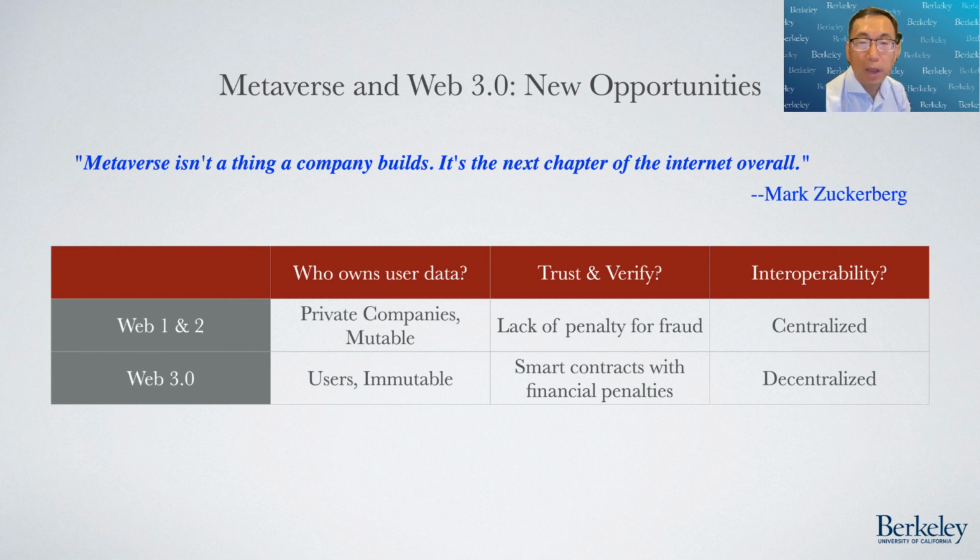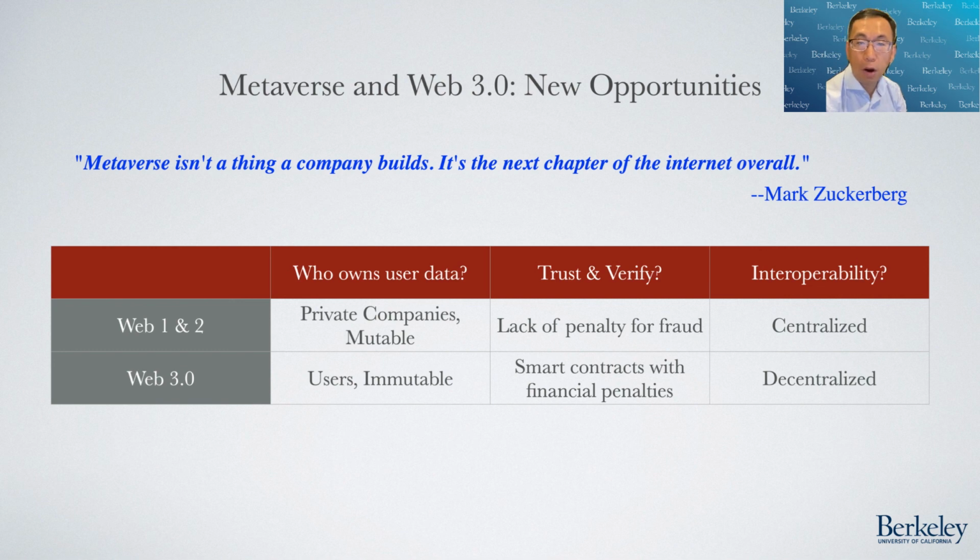So, how can the Metaverse do a better job on privacy? I like Mark Zuckerberg's view that the Metaverse isn't a thing a company builds. It should be the next chapter of the internet overall. What does that mean? It means that compared to Web 1.0 and Web 2.0, in the Metaverse, users themselves should own their own data, and their data should be immutable.